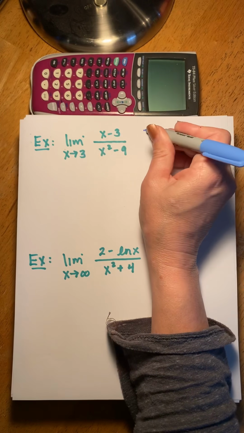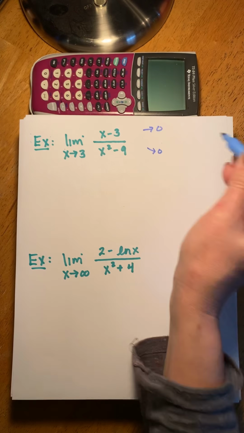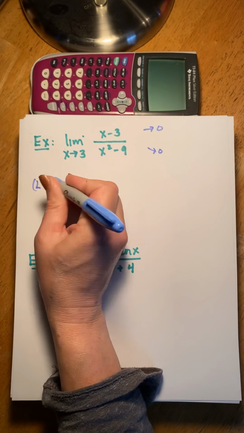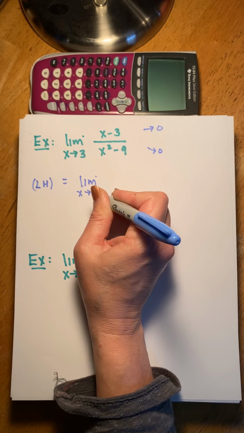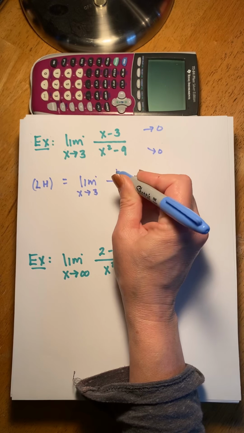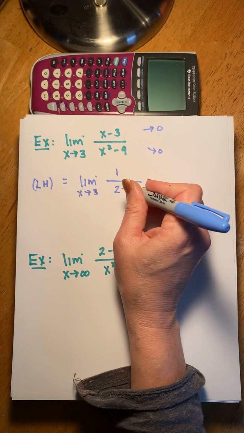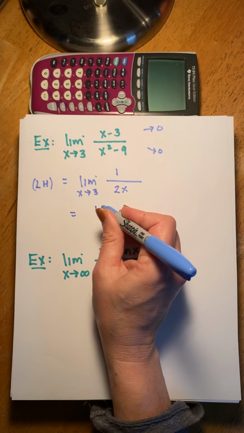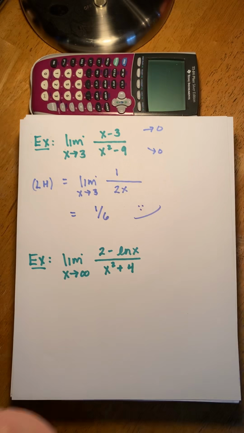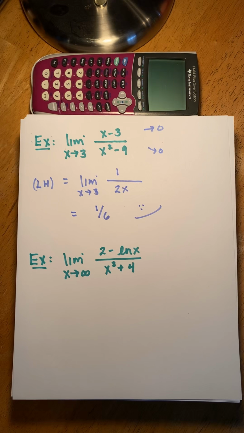Or, because when we plug in 3, we get 0 over 0, we can use L'Hopital's rule, and we get that this is equivalent to the limit as x goes to 3 of 1 minus 0 all over 2x minus 0. Now we can do direct substitution, plug in 3, and we get 1/6. Right, so a little bit easier than the algebra.